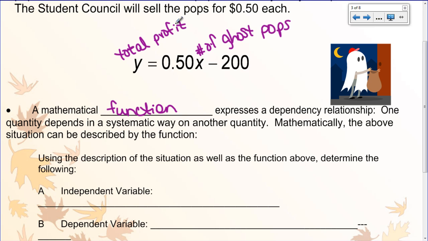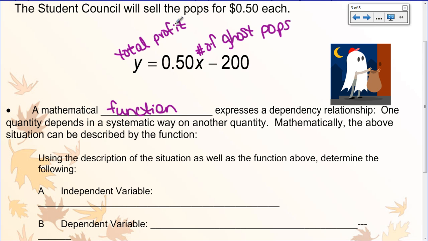So we're going to think about it. Does the profit the student council makes depend on how many ghost pops they sell? Or does it work the other way around? Does the number of ghost pops they sell depend on their profit? Well, if I'm thinking about it this way, I don't think they're even going to know their profit till they know how many ghost pops they sold. Because they didn't sell them ahead of time. They're only selling them up front, right there. You have to come and get it.